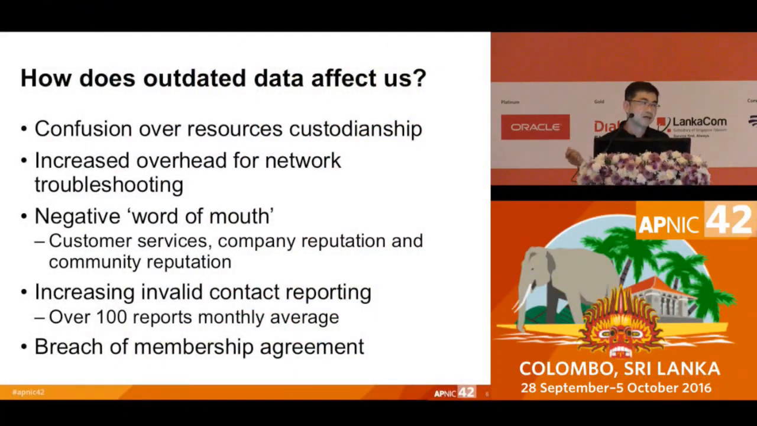What does it say about your company? And what does it say for the whole community that helps to contribute information to the Whois database? We are also observing increasing invalid contact reporting on a monthly basis, around 100 reports. And think again, those people who have those relationships with NIRs and APNIC, I don't think their legal advisor would be happy to see what they're not doing, what work they have to do.